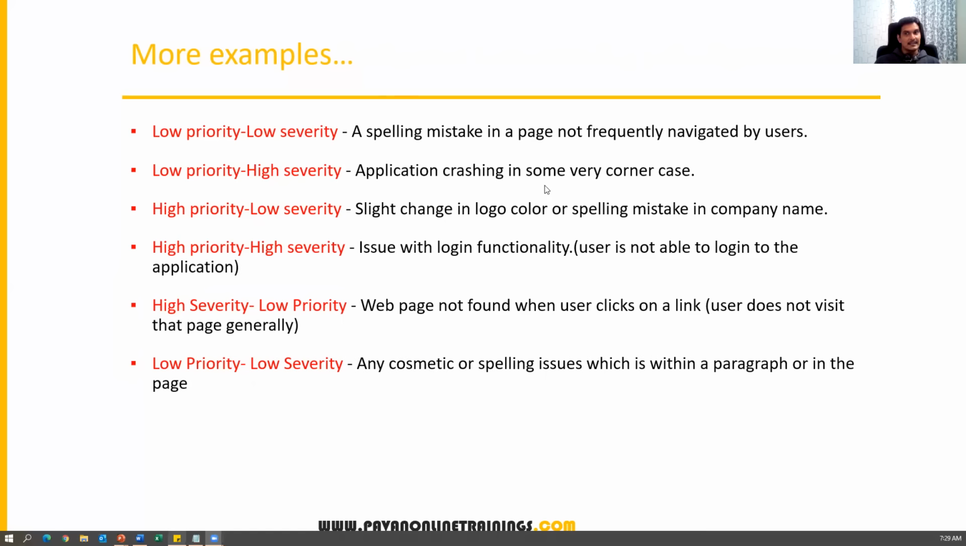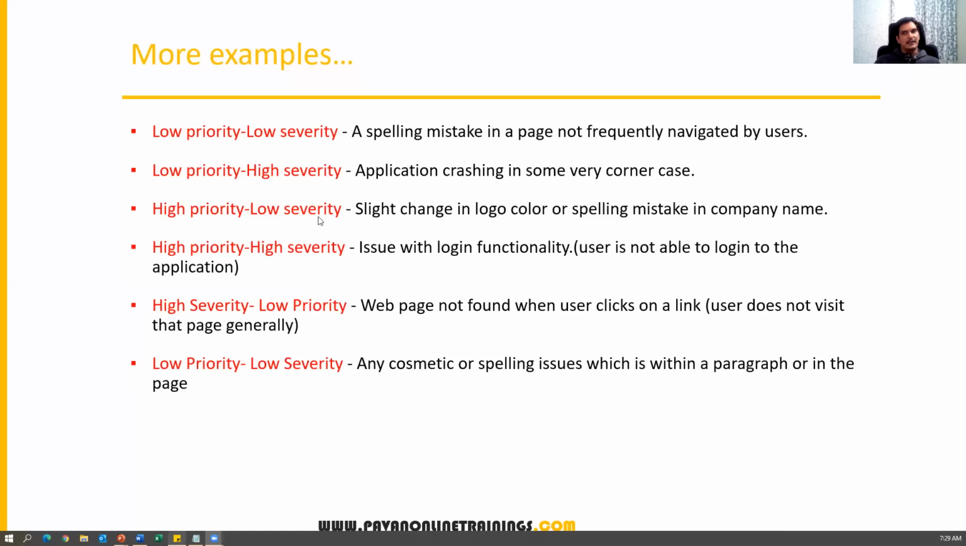So that is low priority and low severity. An application crashing in some very corner cases. See this, low priority and high severity. Application crashing is always high severity. But why does it become low priority? Because it is a very corner case. Users may not go into that area most of the time. So we can give low priority.